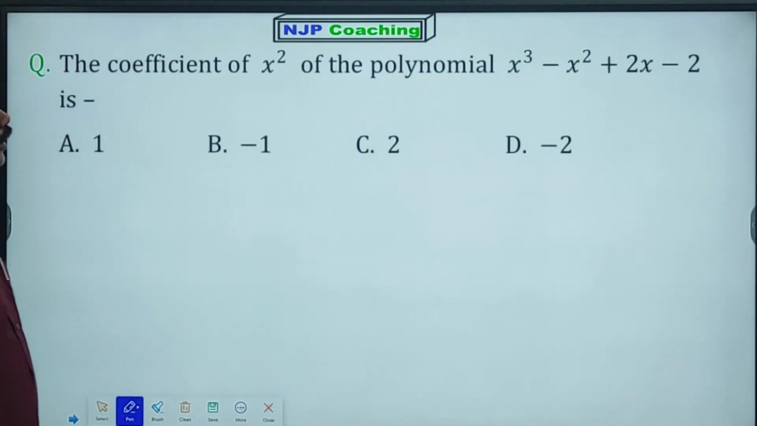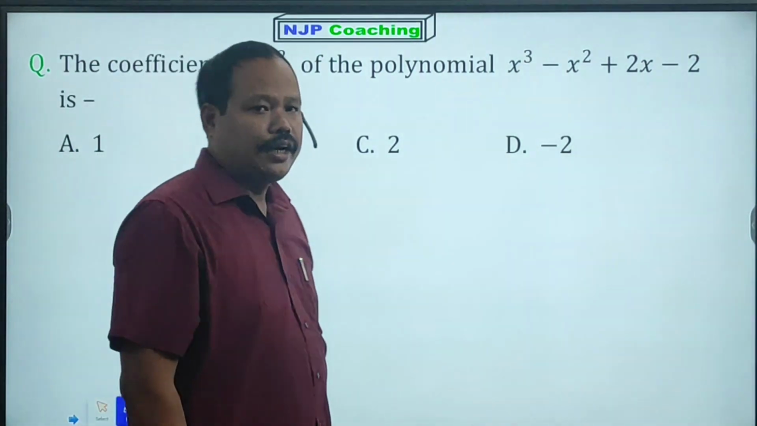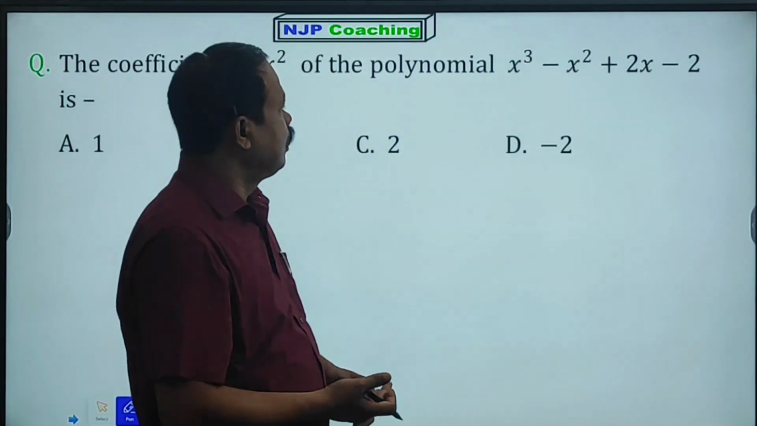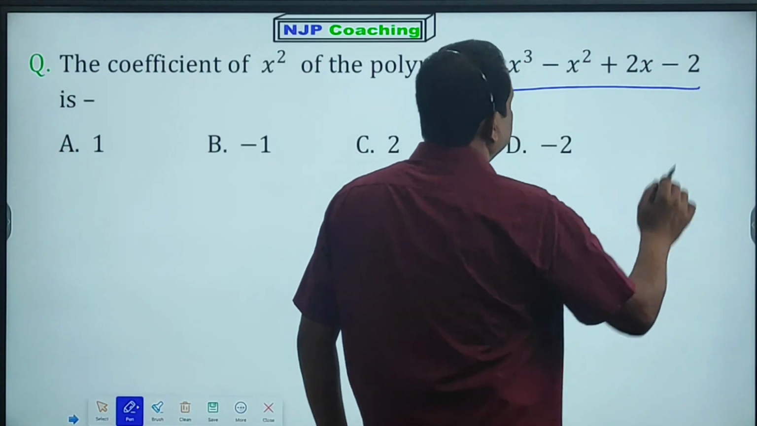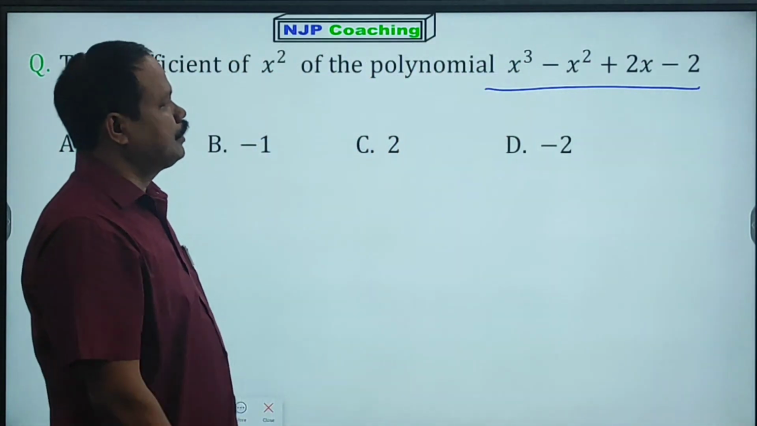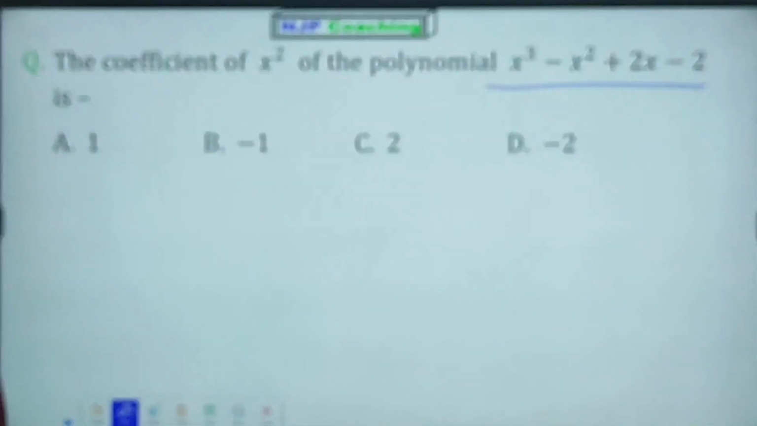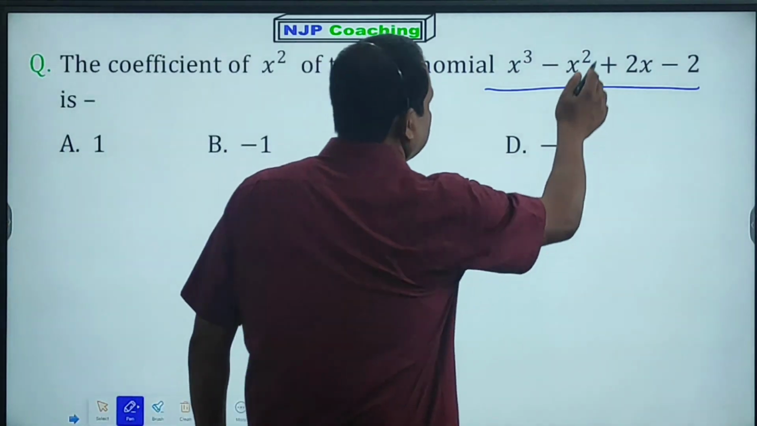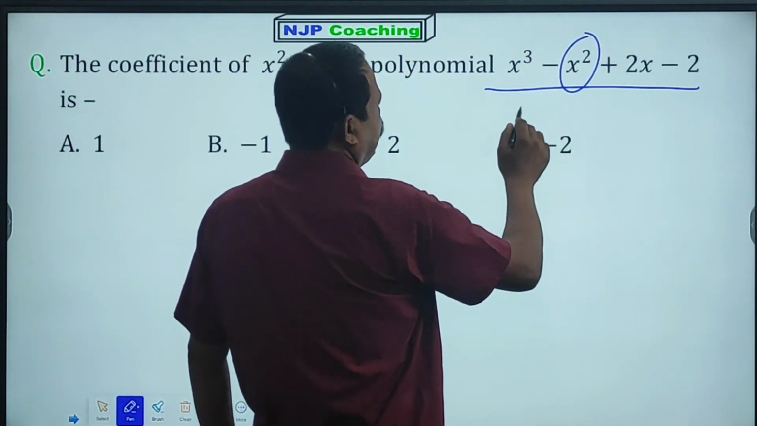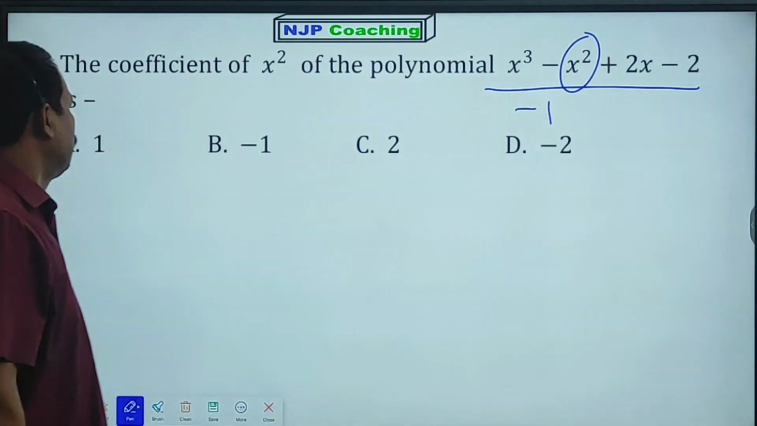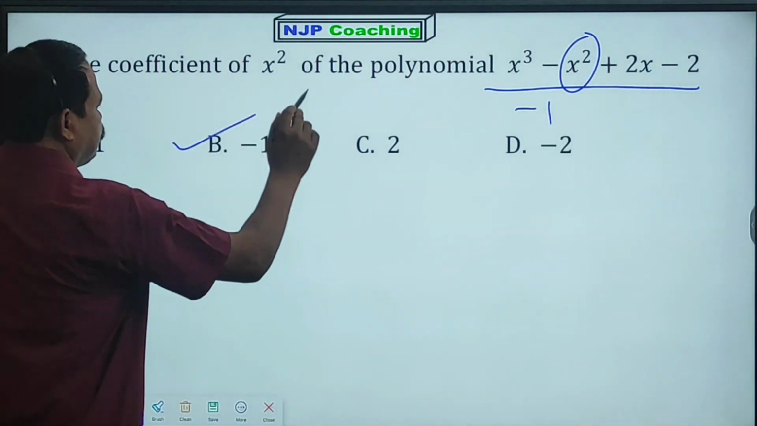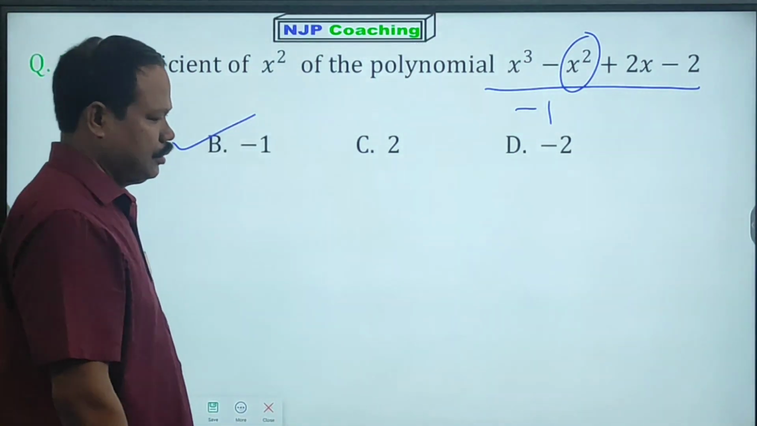Next question. Very simple. The coefficient of x square in the given polynomial x cube minus x square plus 2x minus 2. So where is x square? This one. So what is the coefficient? Minus 1. The coefficient of x square is minus 1.